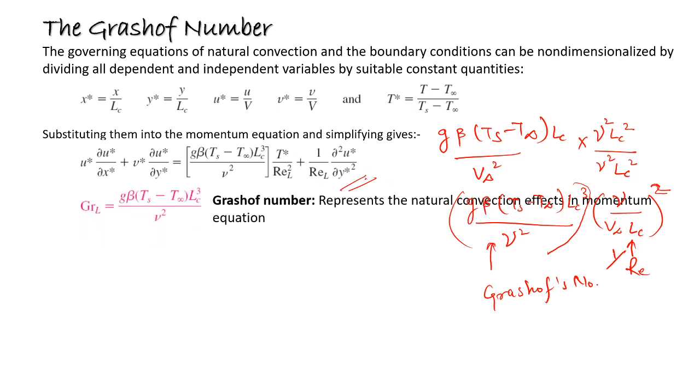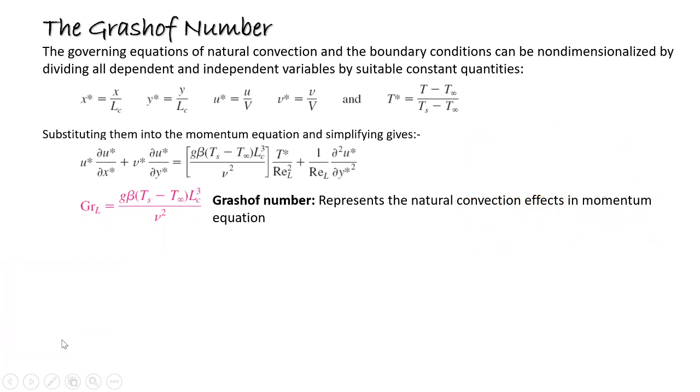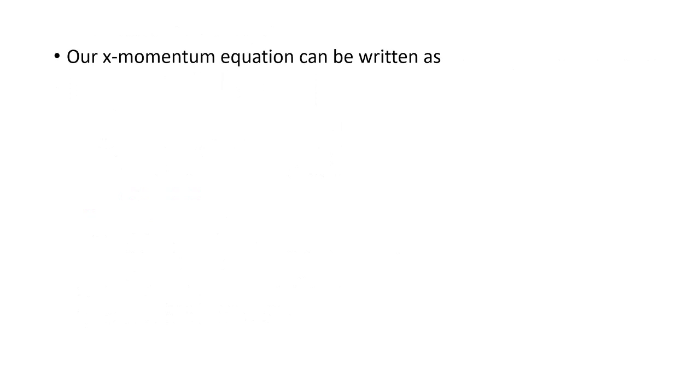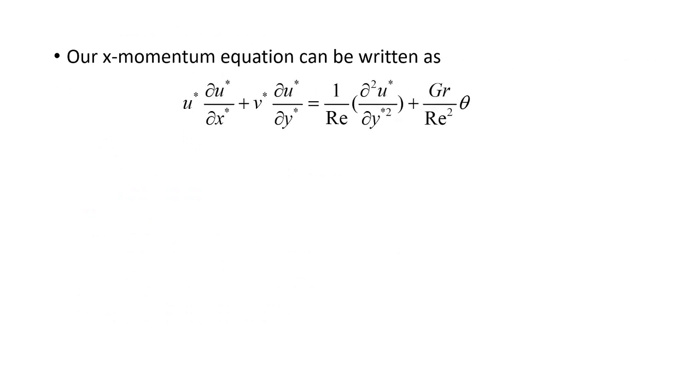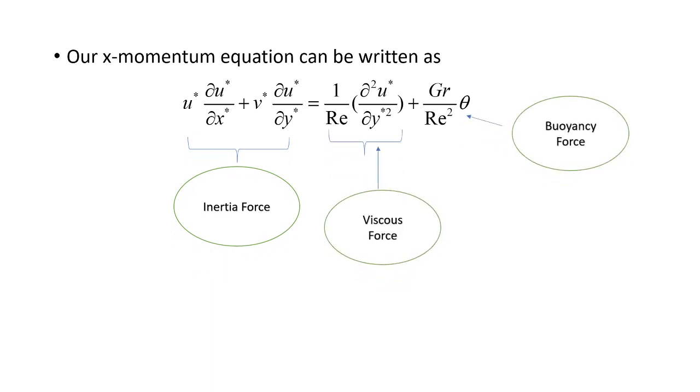See, this is Grashof number. I'm making it more visible to you. Grashof number represents the natural convection effect in the momentum equation, where all these terms g, beta, Ts, T infinity, Lc and nu have their meaning. Next, our x momentum equation can be written like this. This is further modified using the previous equation, and this term is known as the inertia term. This term is viscous, and the last term is the buoyancy force. So it gives a better view of understanding how natural convection takes place.